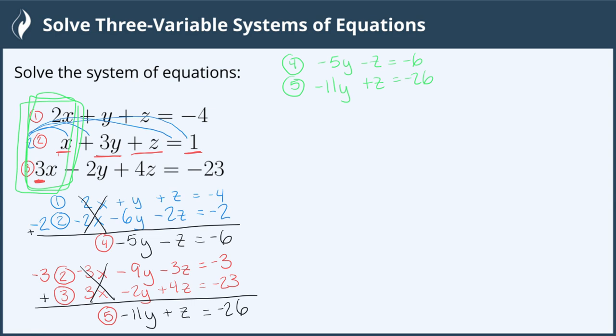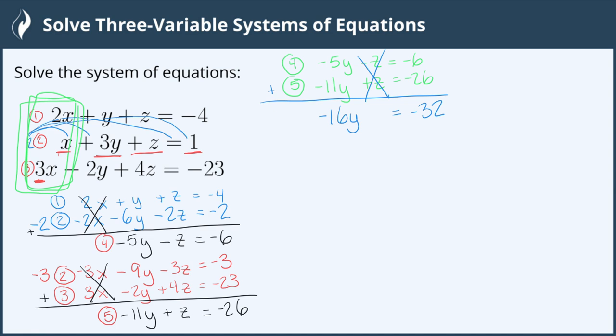But I can look at the z's and see that they both have a 1. They even match for us already. So I don't need to multiply anything, including I have one negative and one positive. So I can just add those together as they are, and they will cancel out. That was really convenient. So we'll add these together, and I get negative 5y minus 11y gives me negative 16y. And on the right side, negative 6 minus 26 is negative 32.